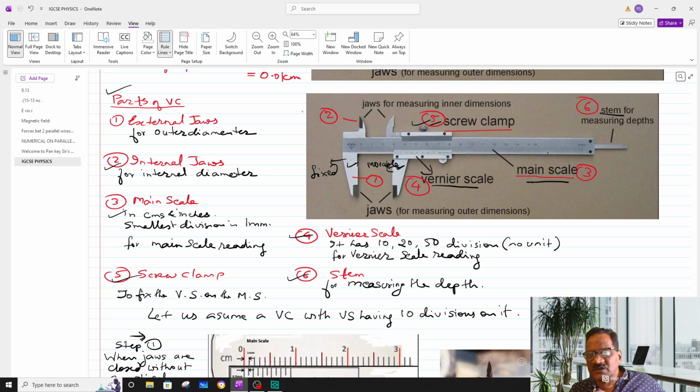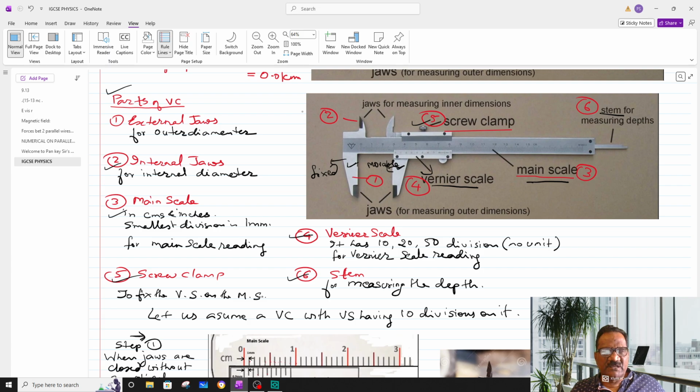So when you move the movable jaw, this rod will come out or it will get in the vernier caliper. So it is fixed to that movable jaw, and it helps you in measuring the depth, right? So these are the different parts of the vernier caliper that you should know.